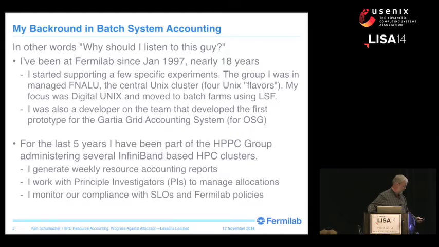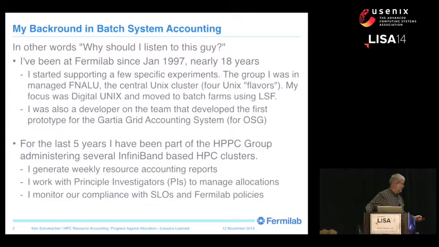I was also for a little while a part of the team that did development work on the Gratia grid accounting system, which is in use on Open Science Grid. I helped to do the first prototype when we were trying to figure out how that was going to work. That was pretty interesting and a place where I learned a good little bit.